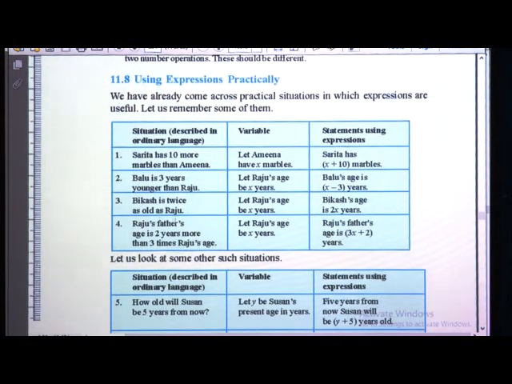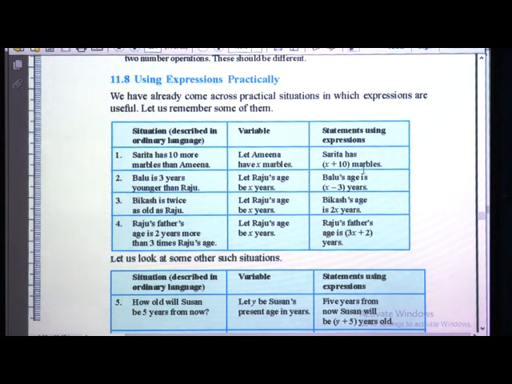See here, using expressions practically. We have already come across practical situations in which expressions are useful. Let us remember some of them. Situations described in ordinary language, and the variable used and the statement using the expressions. So, Sarita has 10 more marbles than Amina. We do not know how many marbles Amina has. So, let Amina have x marbles, and the statement will be x plus 10.